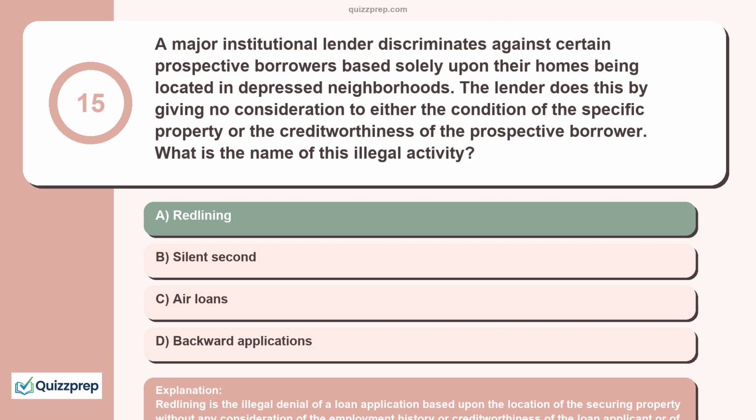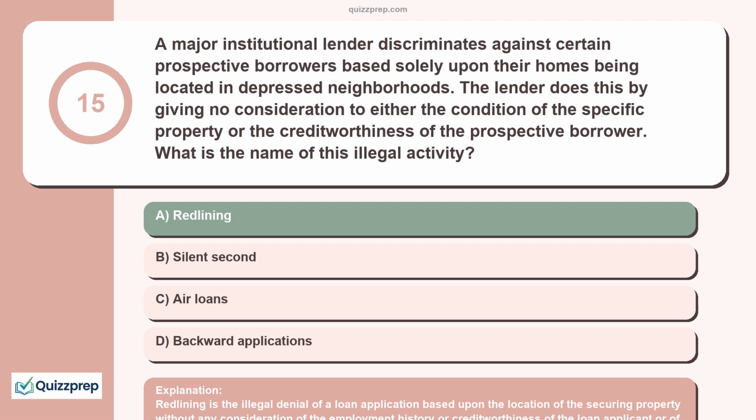Redlining is the illegal denial of a loan application based upon the location of the securing property without any consideration of the employment history or creditworthiness of the loan applicant or of the condition of the property itself. This activity got its name from the maps that lenders used to have up in their offices. Certain geographic areas, usually in economically depressed or crime-filled neighborhoods, were encircled with a red line. If the property was within these red lines, the loan application would be declined.